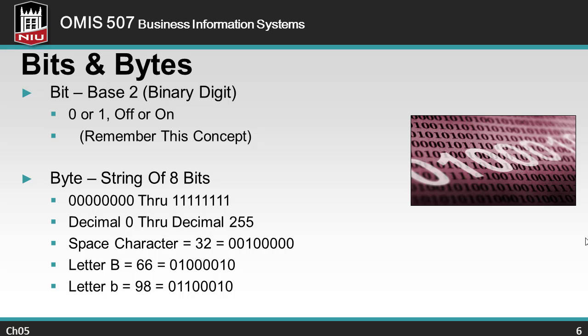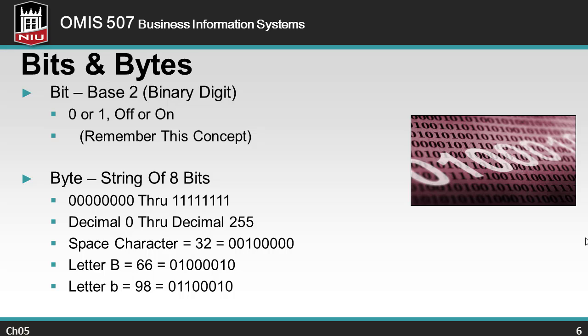The smallest logical block of data storage is the bit. It is based on transistors or switches. A bit is 0 or 1, off or on, and is formally base 2 or binary. The next level up is the byte, which is a string of 8 bits. 00000000 through 11111111 represent the decimals 0 through 255.